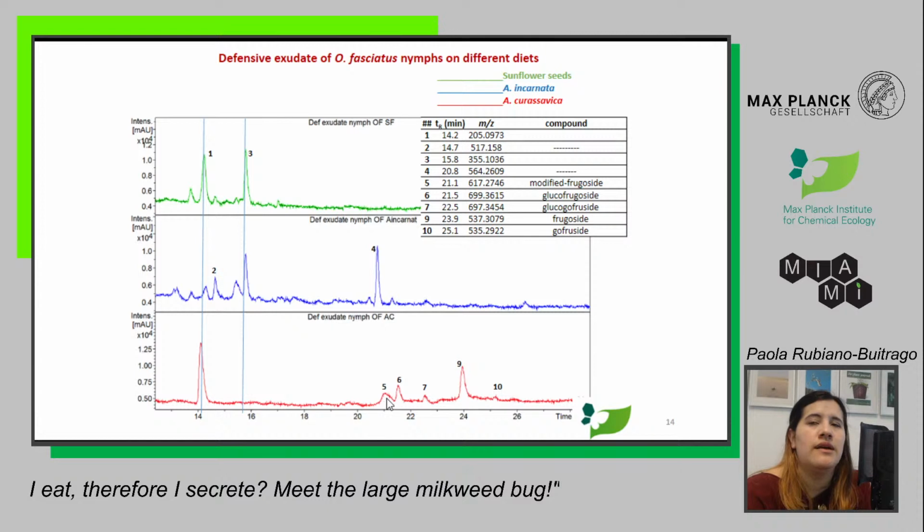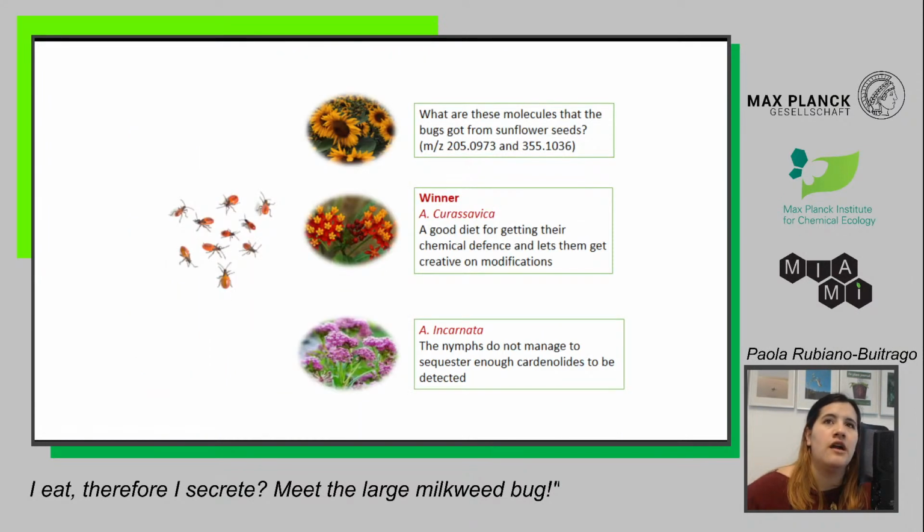And in this particular peak, I call it a modified frugoside because although it has the same patterns and a lot of information that is inside it, it differs in mass, meaning that they took this molecule and they added something extra, maybe to be able to transport it more effectively or something like that. But this is my question: what are those molecules that they got from the sunflower seeds?